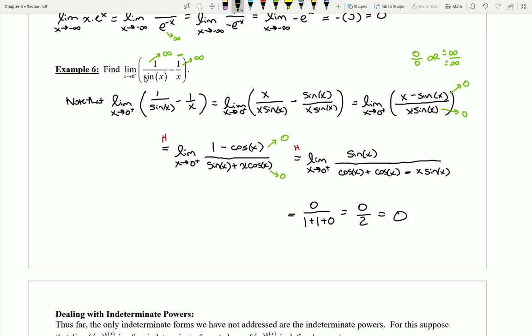And the goal was essentially the same. If I don't have one of my original nice forms that L'Hopital's rule can work with, I'm going to go ahead and try to manipulate what I have until I have one of those forms, and then apply L'Hopital's rule and some basic algebra to try to go ahead and arrive at a final answer.